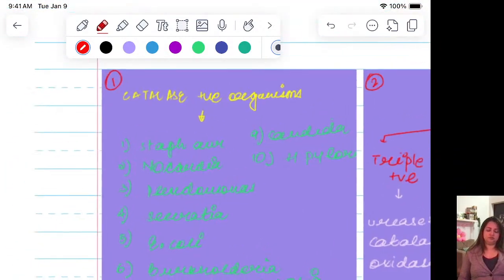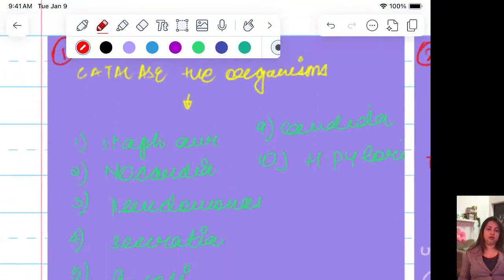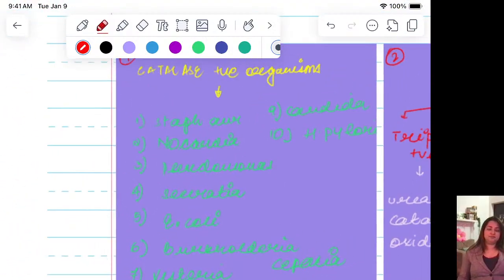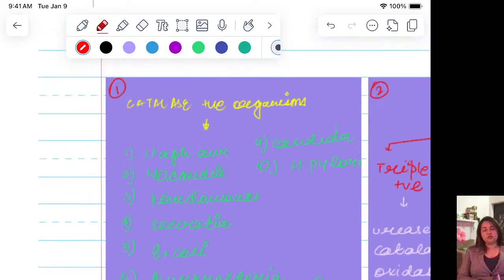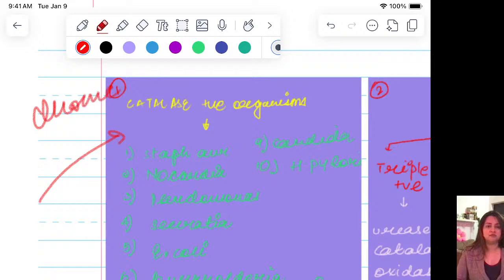Now look at this situation. This table is very, very important. First of all, tell me why it is important. Why are we focusing on the catalase positive organisms? First, you should know the whole list. We have Staph, Serratia, Burkholderia, Aspergillus, Candida, Nocardia. All of these, and H. pylori, are catalase positive organisms. They are very important when you talk about chronic granulomatous disease.